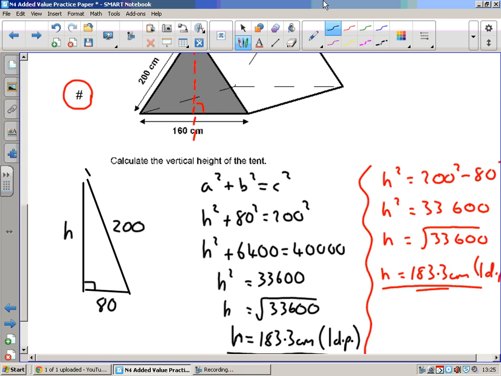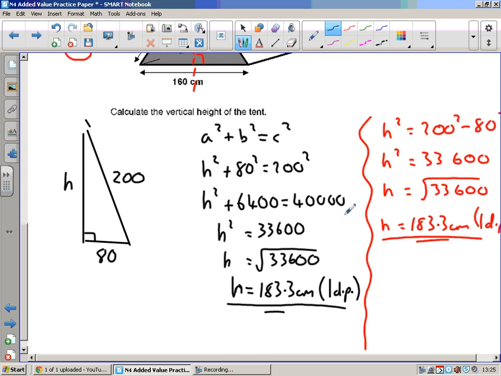Then after that, I'm just going to use Pythagoras. It's on the formula sheet on the front page. a squared plus b squared equals c squared, which basically means the short side squared add the other short side squared equals the long side squared. Substitute in: h squared plus 80 squared equals 200 squared. Square 80, square 200. We've got a calculator.